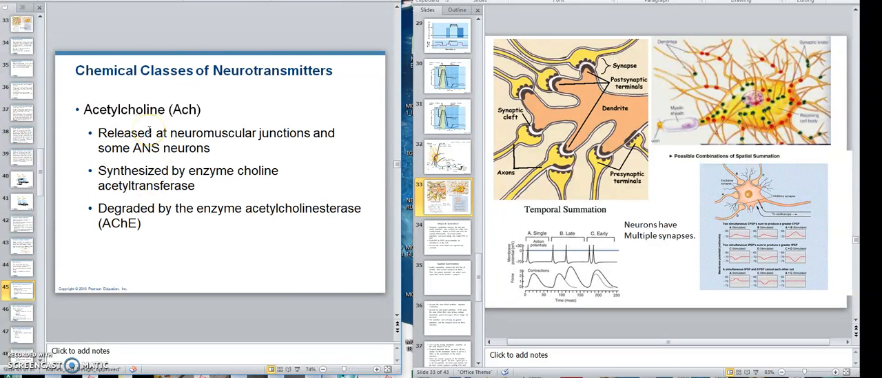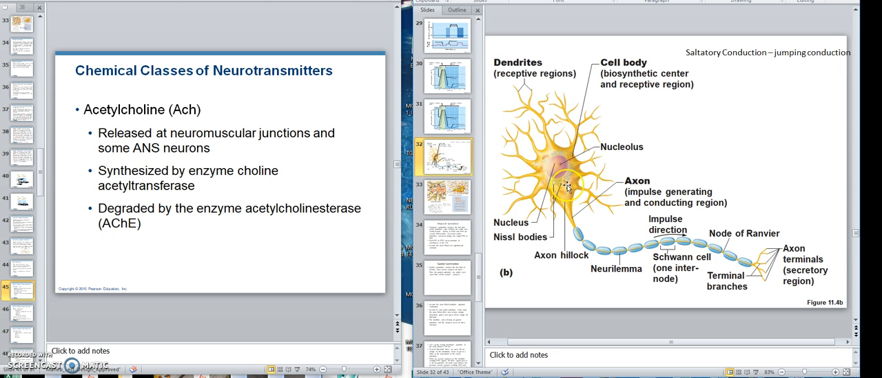Acetylcholine, that was the one in the autonomic nervous system we're going to talk about, and also the ones that went to skeletal muscle. It's synthesized in the cell body from acetate plus choline, and acetyltransferase is the enzyme. So in the neuron cell body, if this was a somatic motor neuron, you would synthesize acetylcholine from acetate and choline. The enzyme that would hook them together is acetyltransferase. Then you transport the stuff down to the terminal. The enzyme that breaks it down is acetylcholinesterase.